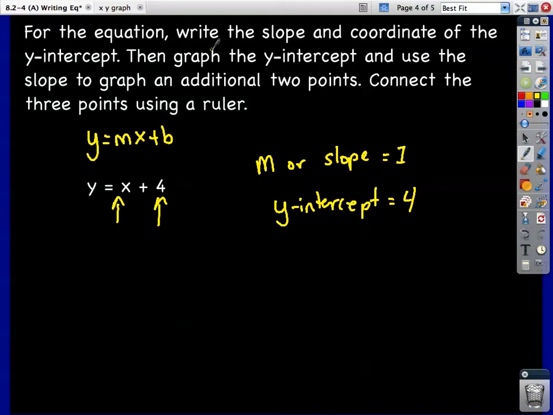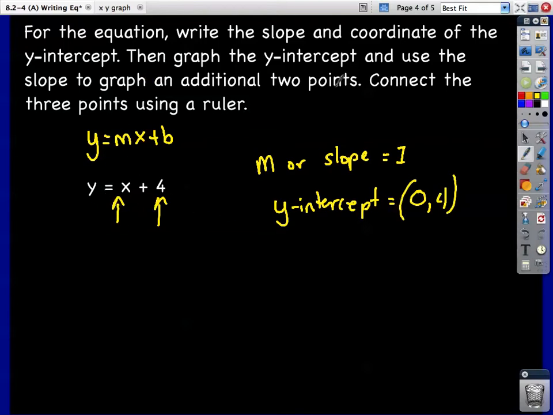Okay, so I've done the first part. I've written the slope. Oh, and it says, and the coordinate of the y-intercept. Okay, so that's important to know. If the intercept is, if that number's 4, then the coordinate would simply be 0, 4, because we know that x has to be 0 for y to equal 4.